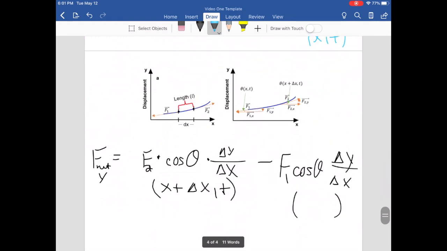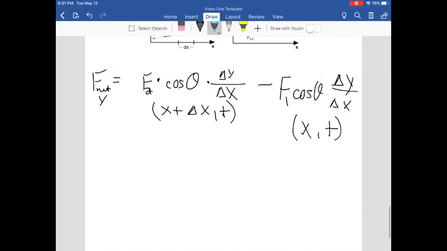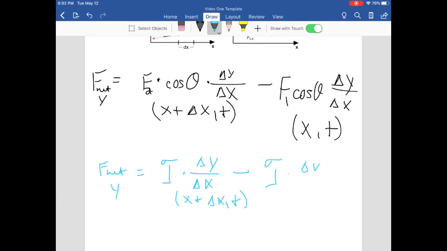So going ahead and doing that, and we'll scroll to the bottom and plug that in, this is what we are afforded. We get F net y is equal to tau times delta y over delta x, also with respect to x plus delta x and time, minus tau times delta y over delta x with respect to x and t.